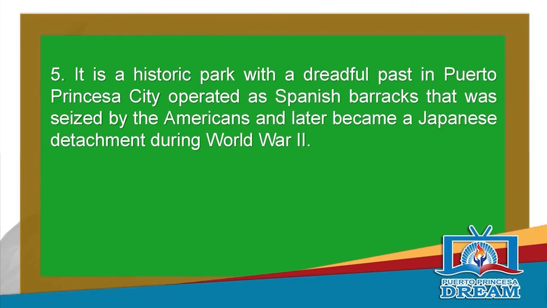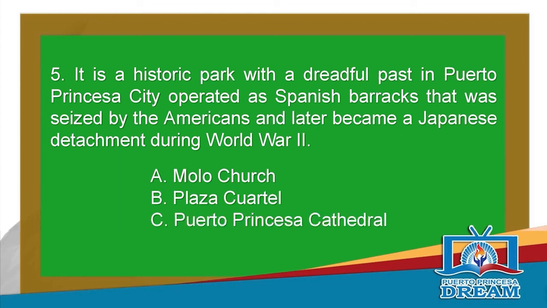Number 5. It is a historic park with a dreadful past in Puerto Princesa City, operated as a Spanish barracks that was seized by the Americans and later became a Japanese detachment during World War II. A. Molo Church. B. Plaza Cuartel. Letter C. Puerto Princesa Cathedral. And letter D. The Ruins.